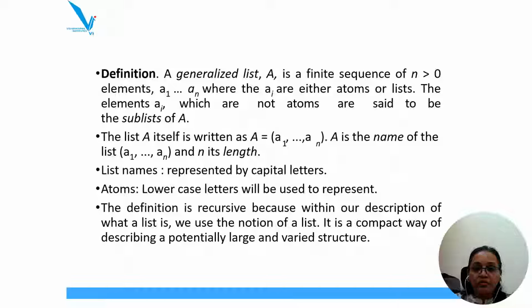So the definition is recursive, because within our description of what a list is, we use the notation of a list. It is a compact way of describing a potentially large and varied structure. So a generalized linked list is a compact way of describing a list of lists. It can contain lists up to the nth depth recursively.